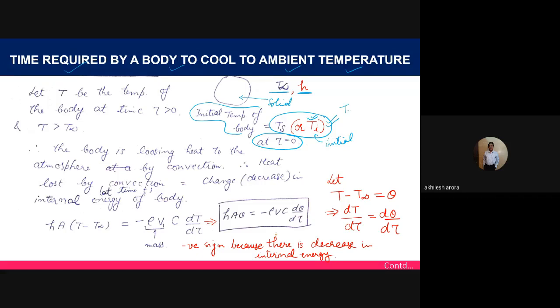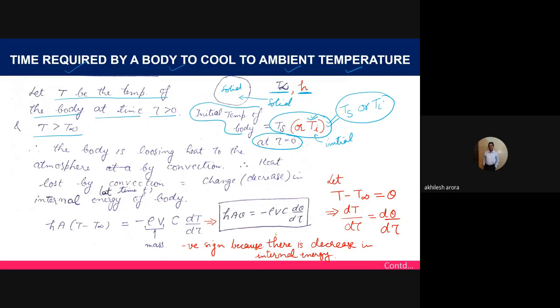Either we can say the initial temperature of the body is Ts, or we can say it is Ti. Whatever suits you, you can consider that. I have used both here. Now what happens, it's a solid body, once again a solid body, and its temperature is Ts or Ti, and let T be the temperature of the body at time tau greater than 0. That means T is greater than T infinity.